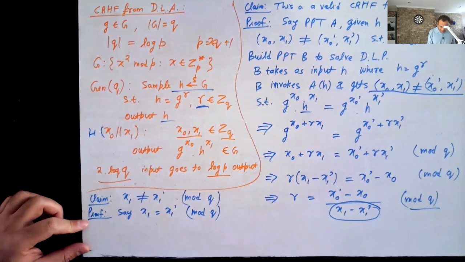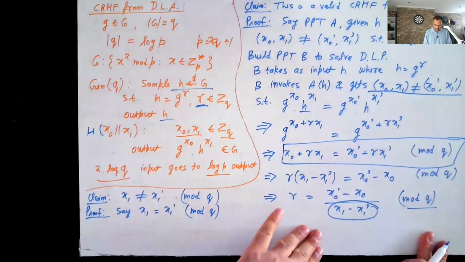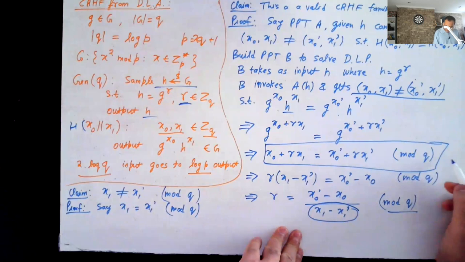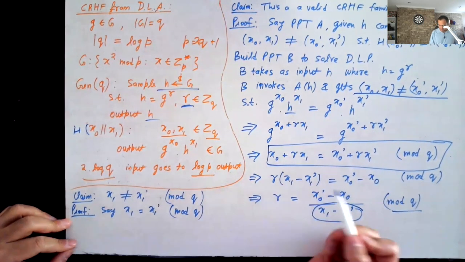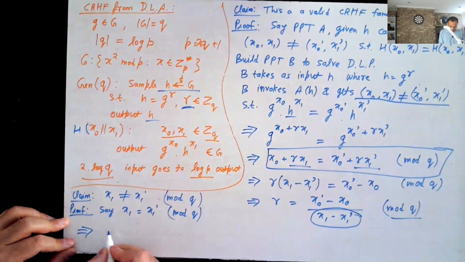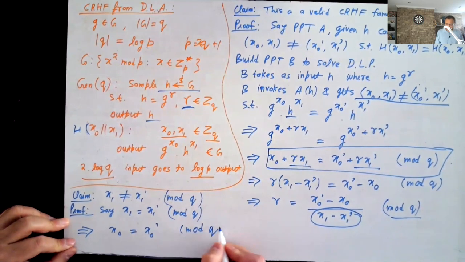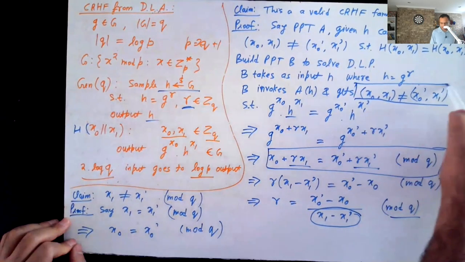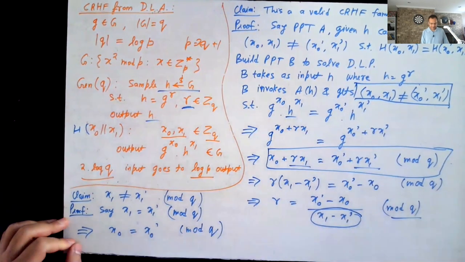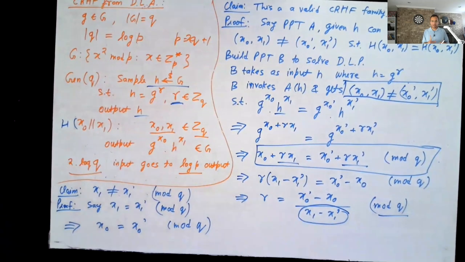And now let's look at this equation. So we'll not go all the way to the division yet. We will stick to this equation, right? So here now we have the fact that this is actually equal to this, which implies that x0 is actually equal to x0 prime mod q, which means that actually the two inputs are identical. Okay, and note that ZQ is the domain here. Sorry, ZQ star. So did I put star? No.